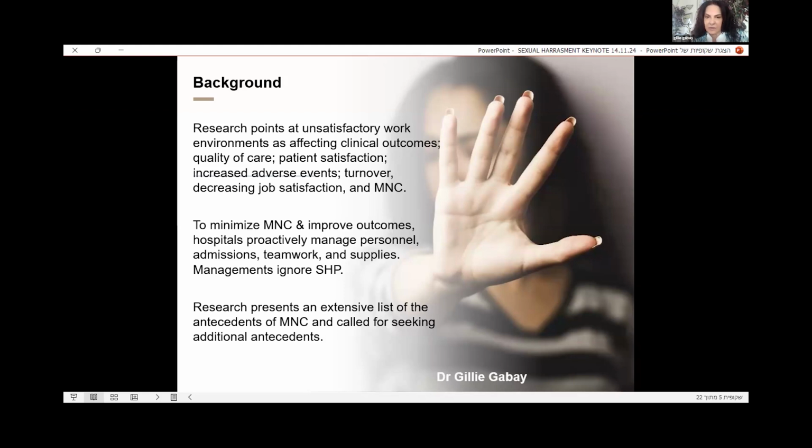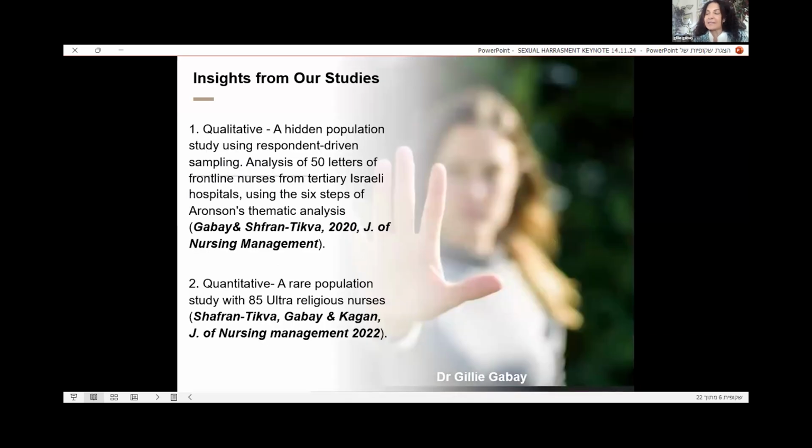To minimize missed nursing care and improve the outcomes, what hospitals usually do is proactively manage personnel. They manage admissions, they train staff for better teamwork, but they ignore sexual harassment, which is a very strong antecedent of missed nursing care, newly acknowledged because of our studies. What I present now is two studies and the insights from two studies. One was a qualitative study, and the other is a quantitative study.